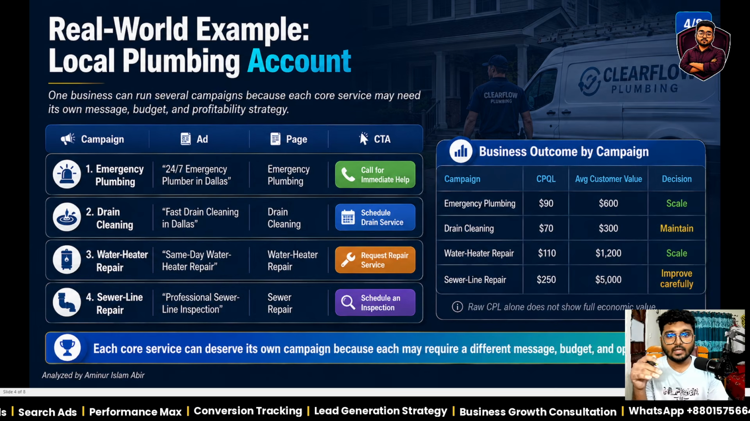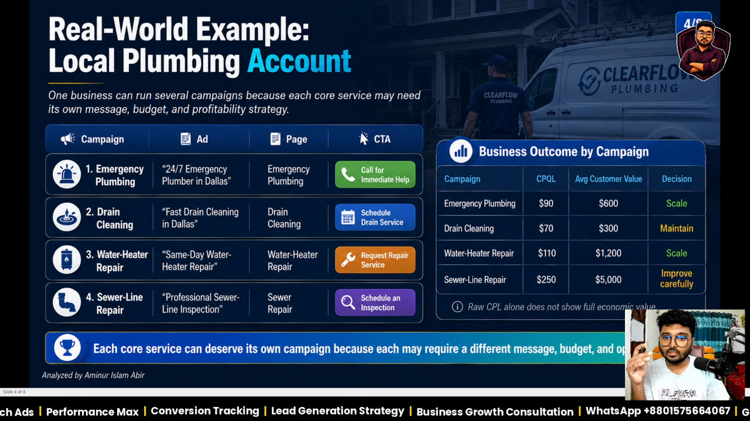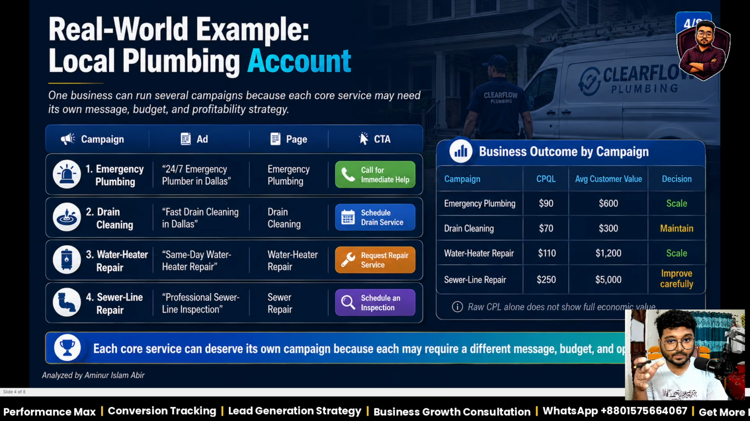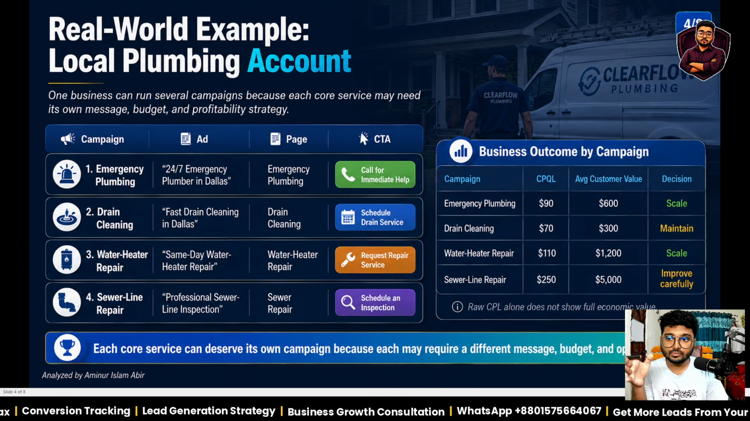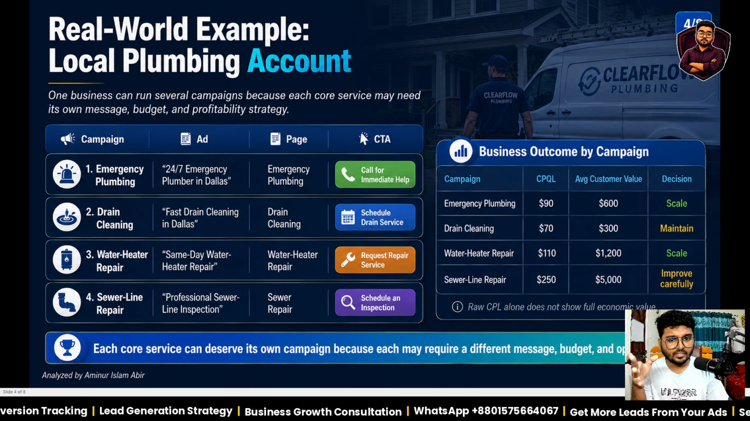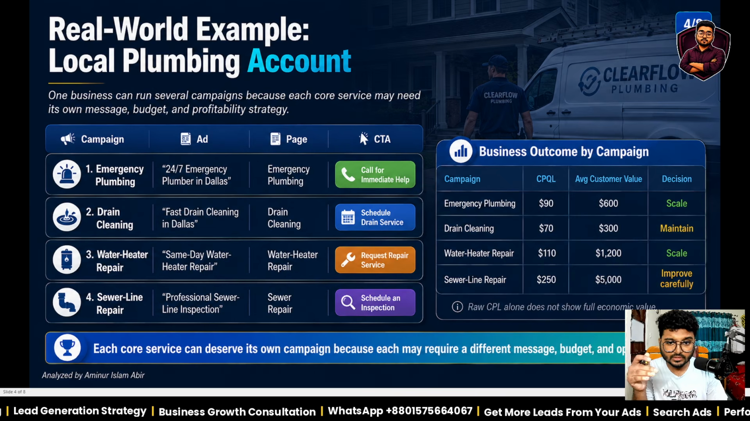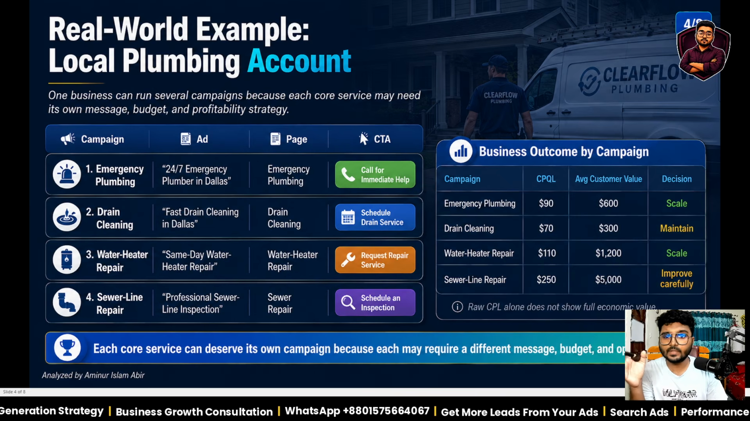maintain. Water heater repair is $110 per qualified lead with a customer value of $1,200, and the decision will be scale. Sewer line repair is $250 per qualified lead with a customer value of $500. The decision will be improve and expand carefully.